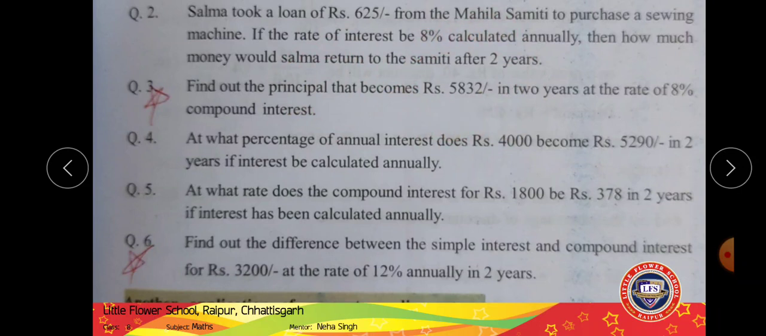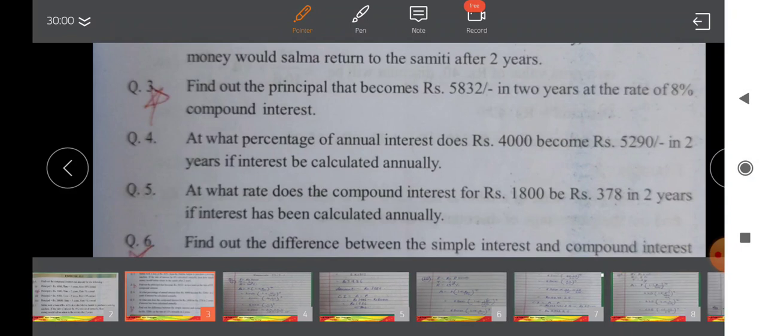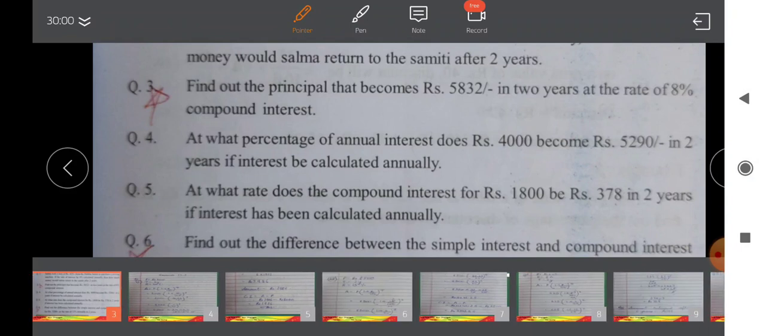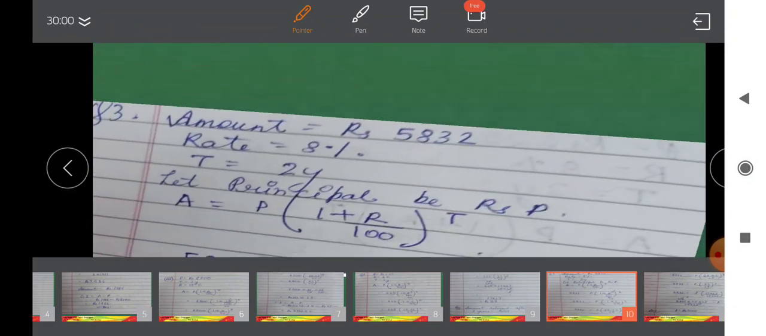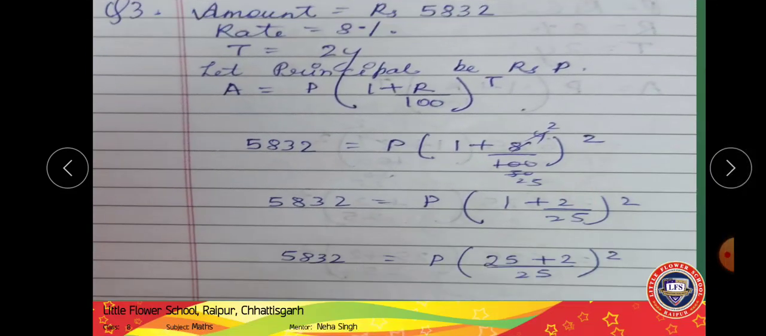Amount is given 5832 and time is given 2 years, rate is given 8%, right? So how can we do? See, principal we will take as P, right? So amount is 5832. In place of amount we'll write 5832 and principal we have taken as P. So we'll be solving the rest of it, right? We'll put the value of R and T.